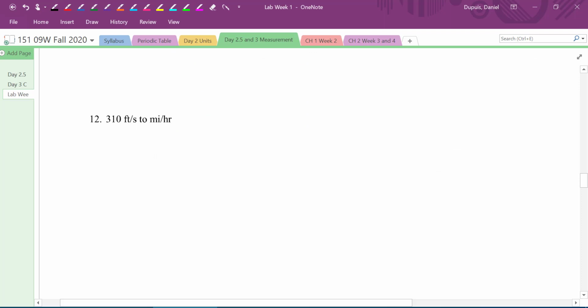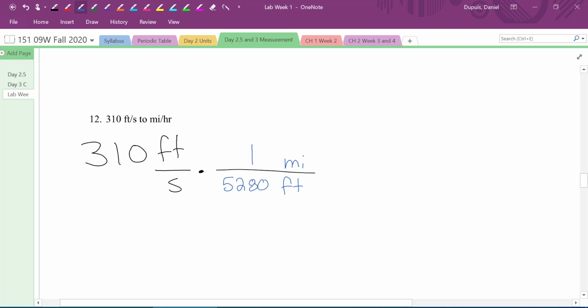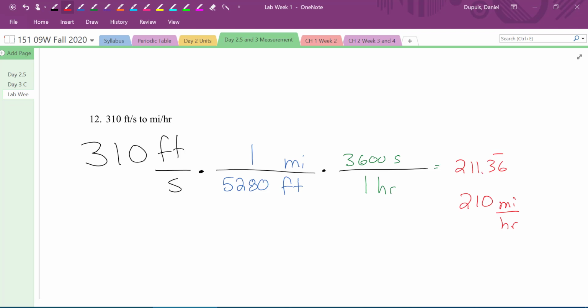Number 12, 310 feet per second to miles an hour. 310 feet per second. Okay, so start with feet. We know that feet here, mile, can I go feet to mile? Yes, 1 mile is 5,280 feet. And then seconds to hours. There's 3,600 seconds in 1 hour. And that gives us 211.36 repeating, which to 2 sig figs, that happens to be 210 miles an hour, which is quite fast. Especially for a human to be traveling.